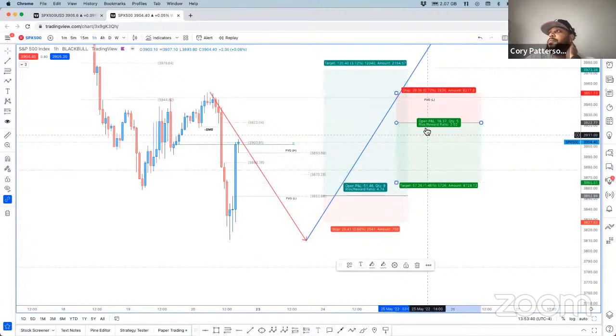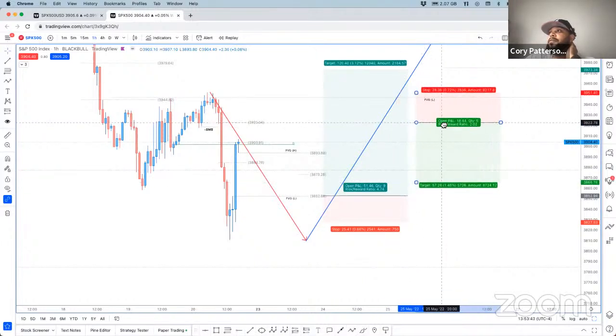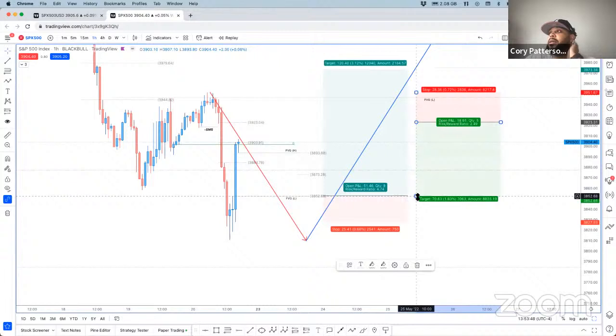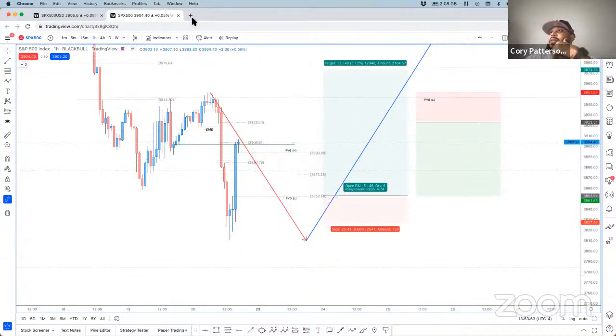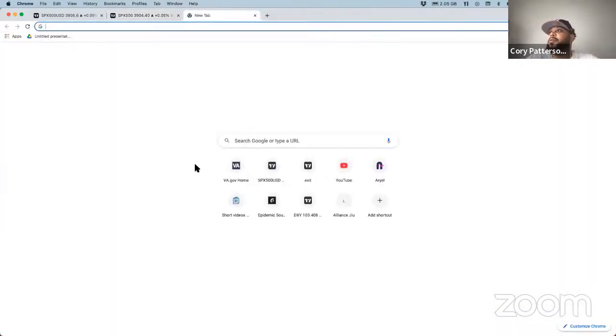But we're at a 50-50 area right now. It could go either way. Let's check the Forex Factory right quick.